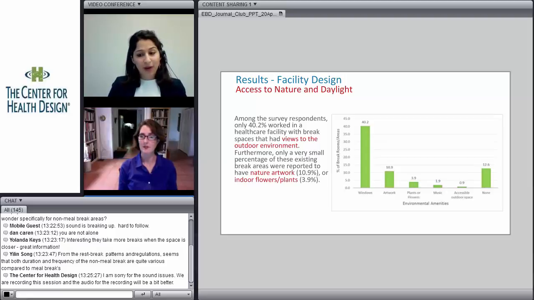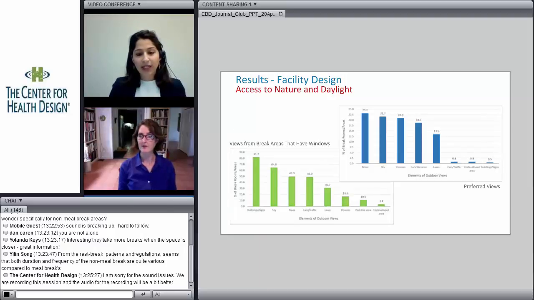However, when we ask them about environmental amenities, we can see that only 40% of them had views, had windows. Only 10% had artworks, and 4% had plants and flowers.